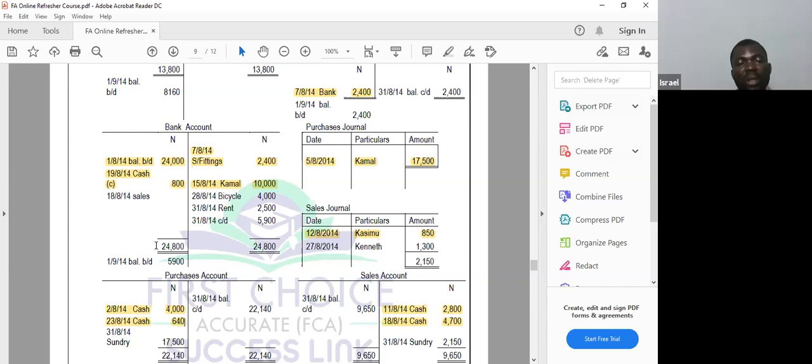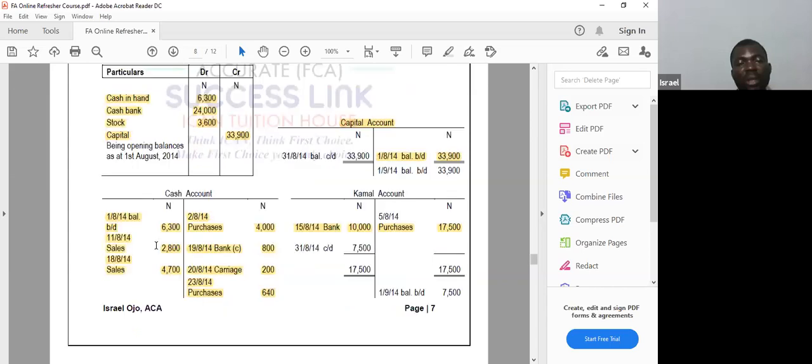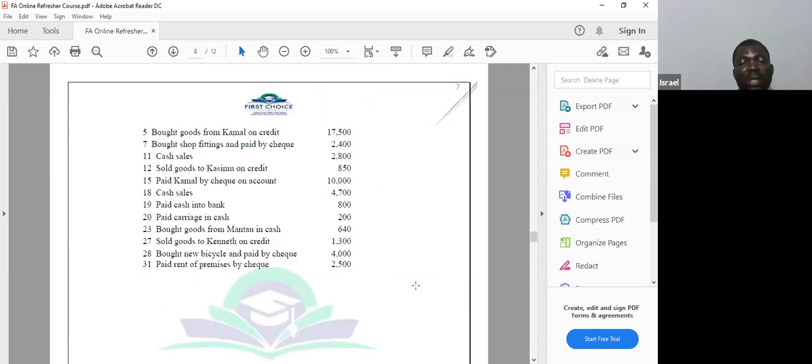Then with that purchase that was made, that is giving out the money, the debit side will be on the purchase account. The debit side, can you see? That is that. So we move on to 1,300. So good on Kenneth on credit.